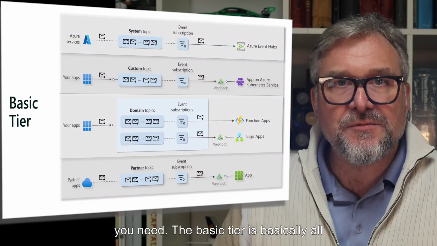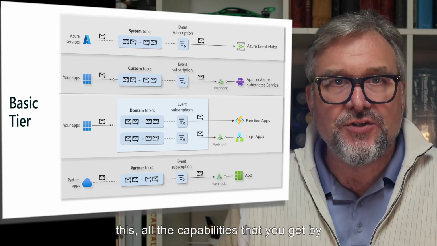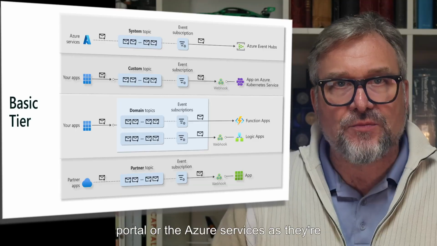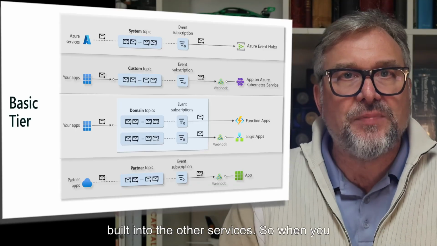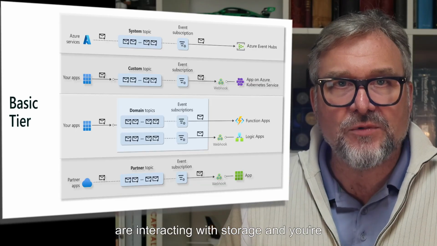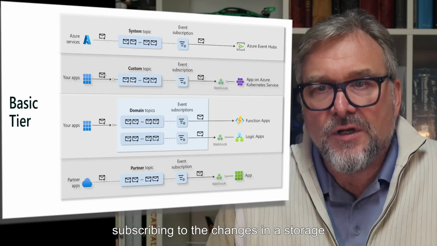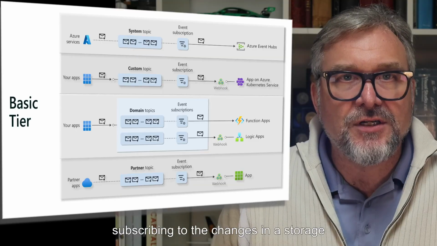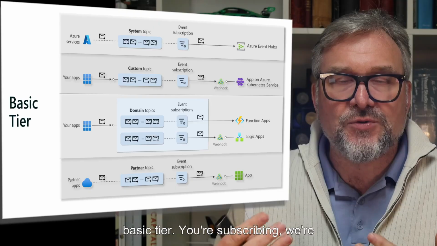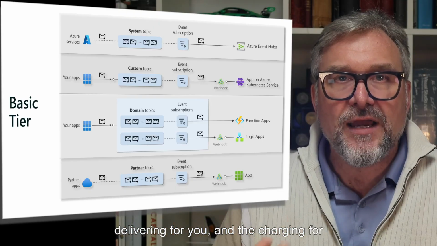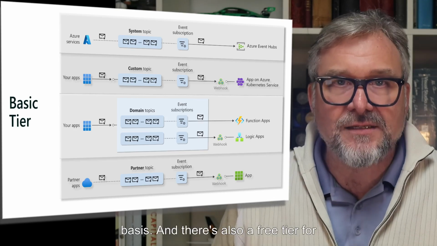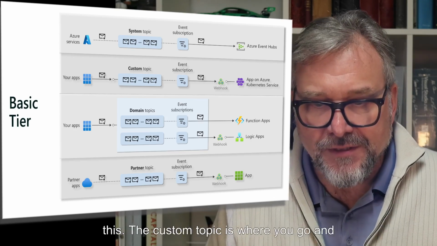The basic tier is basically all the capabilities that you get by just using Event Grid through the Azure portal or the Azure services as they're built into the other services. So when you are interacting with storage and you're subscribing to the changes in a storage account, then you're using kind of the basic tier. You're subscribing, we're delivering for you, and the charging for this is happening on a per event basis, and there's also a free tier for this.